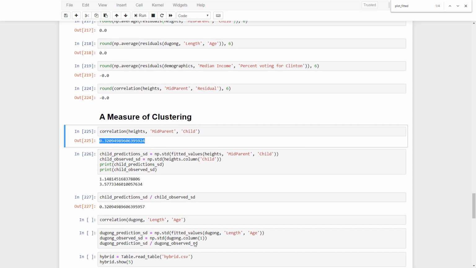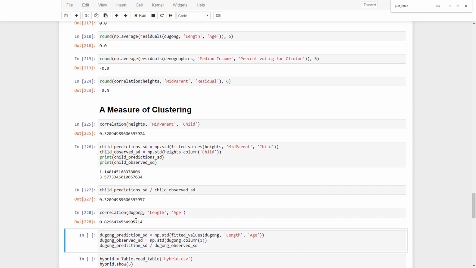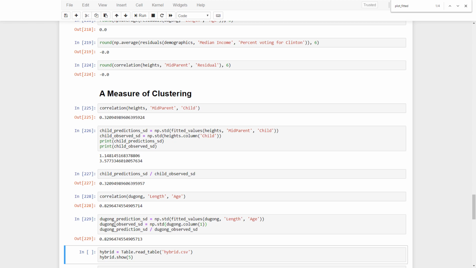Let's try that on another data set, the animal data set. Let's compute the correlation first, which is 0.83 here. Let's do the same: compute the standard deviation of the predictions and the standard deviation of the observed values, and divide them. We will get again the same value.